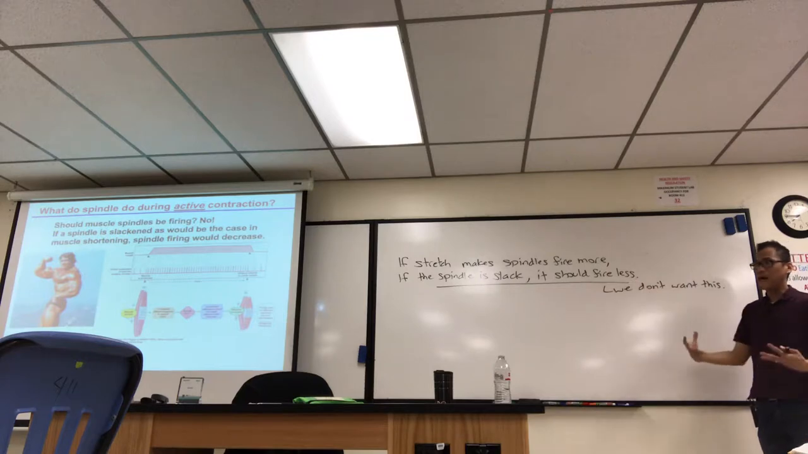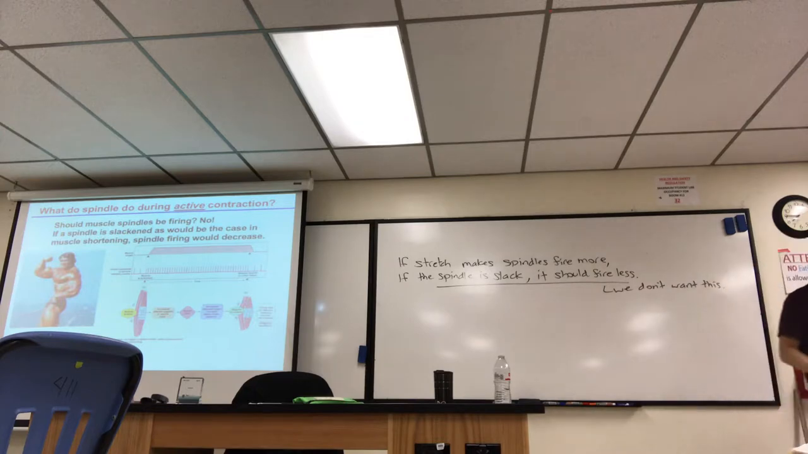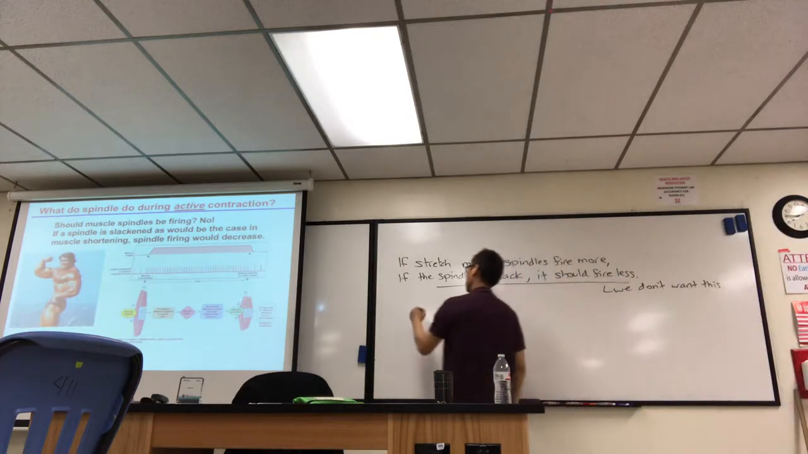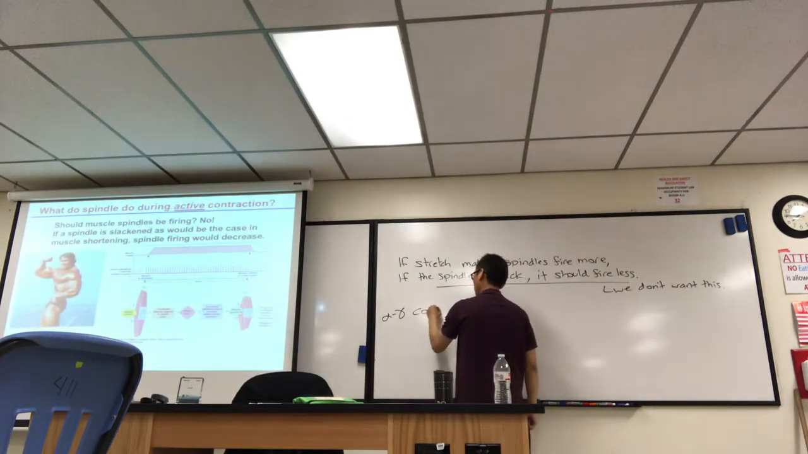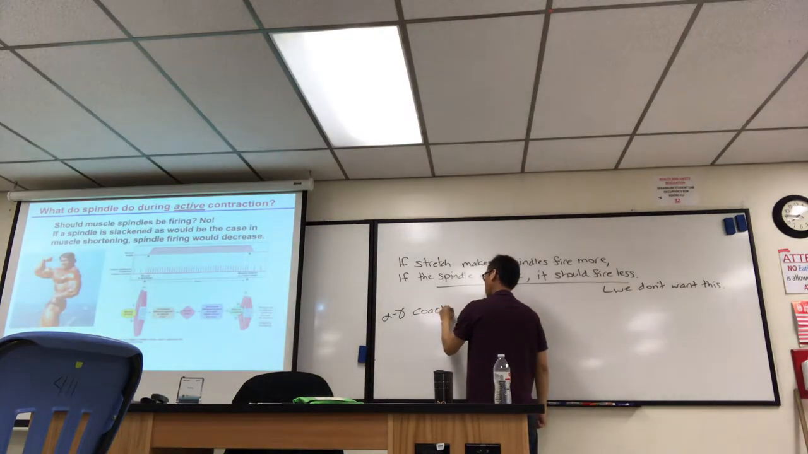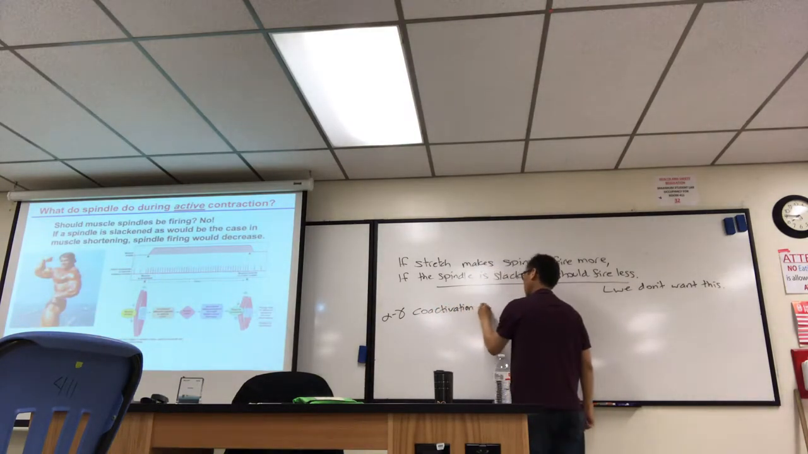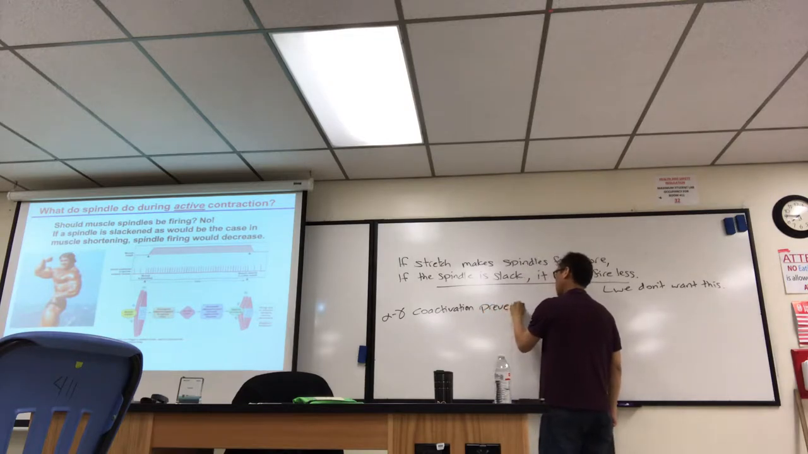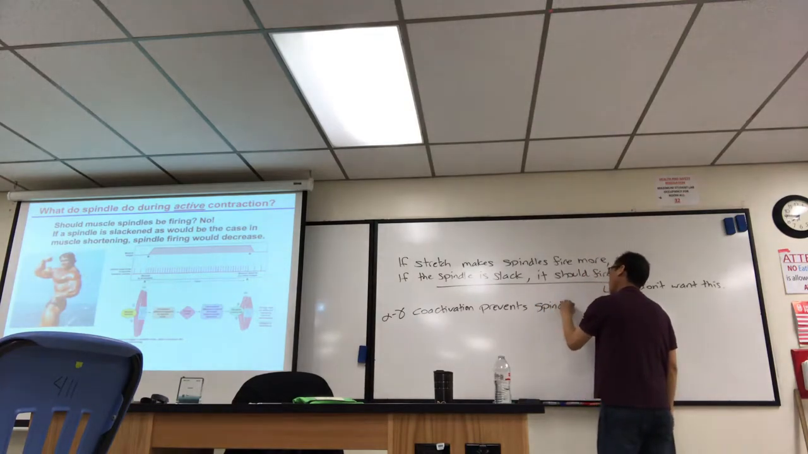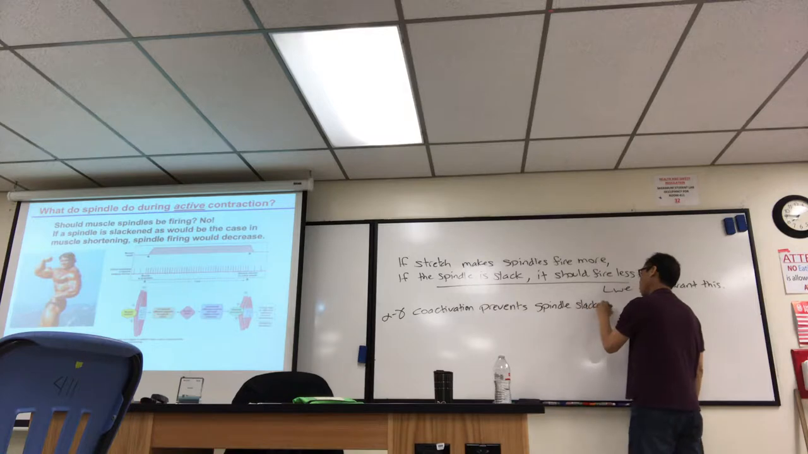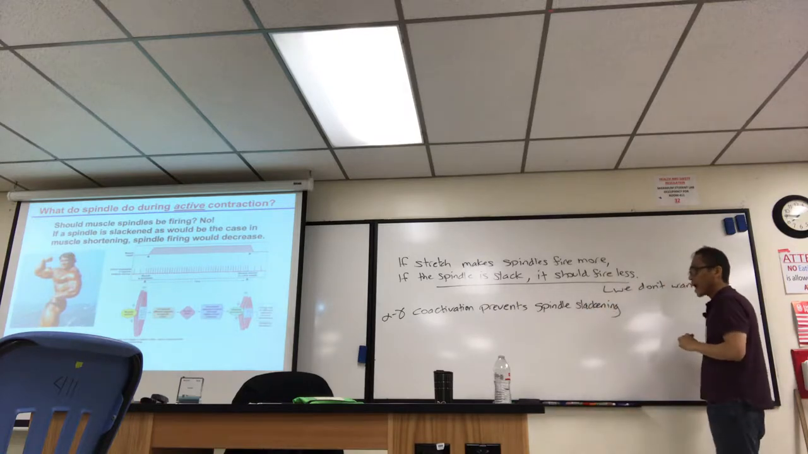The thing is, muscles are designed to contract, so this should be happening all the time. So there's something called alpha-gamma coactivation that prevents the spindle from going slack during active contraction. Alpha-gamma coactivation. Prevents spindle slackening during active muscle contraction.